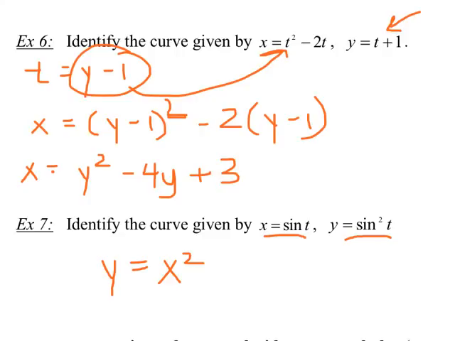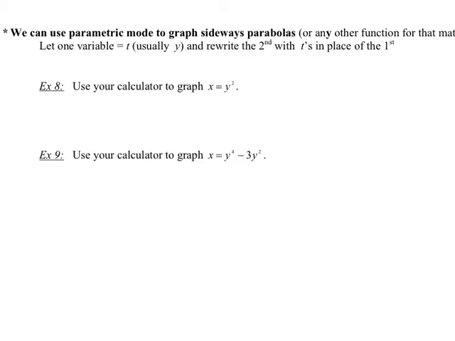The last thing that I want to talk about is just to present the fact that we've been graphing sideways parabolas today, and we've never been able to graph a sideways parabola on our graphing calculator. So I just want to point out that we can use parametric mode to graph sideways parabolas or any other function for that matter by letting one variable equal t. And if it's a sideways parabola, it's better usually to let y equal t and rewrite the second with t's in place of the first.